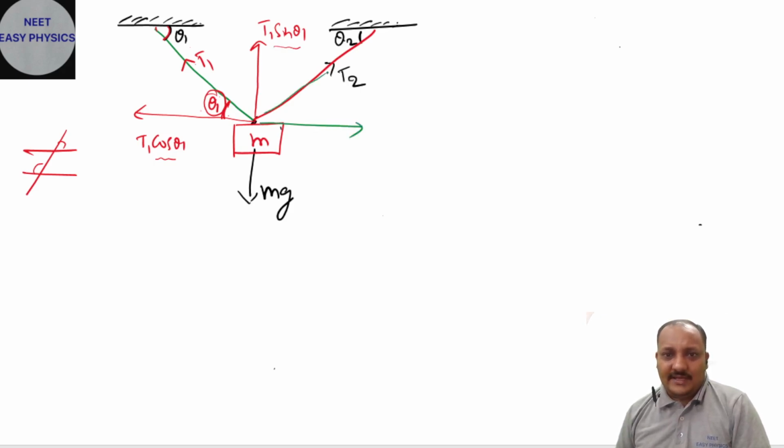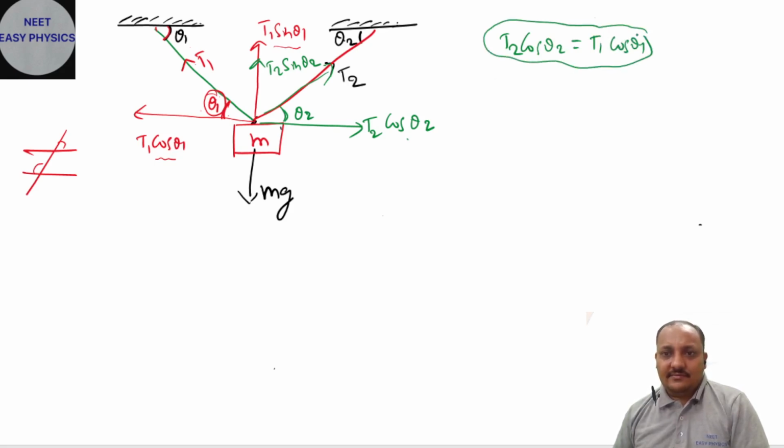See, T2 will be acting like this. Now, this is going to be theta 2. Therefore, T2 cos theta 2, and here T2 sin theta 2. Now, see, on the right side, how many forces are acting? On the right side, only one force. T2 cos theta 2 should be equal to the left side T1 cos theta 1.